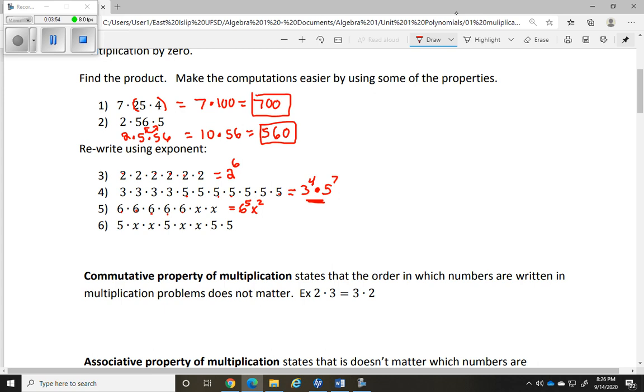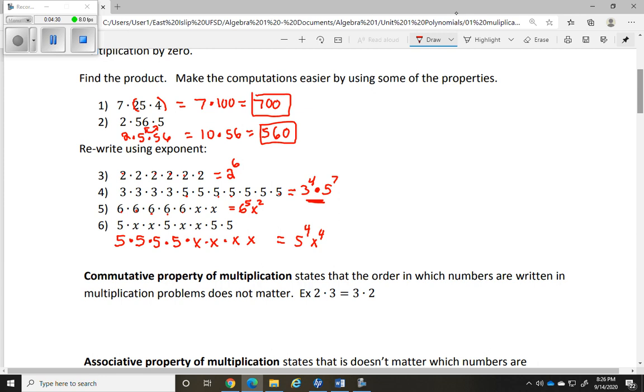And in number 6, I am going to use like the commutative property. I want to do 5 times 5 times 5 times 5 times x times x times x times x. What I just wrote is mathematically equivalent. I just changed the order. So I can write this using exponents as 5 to the 4th power times x to the 4th power. And this is important for today's lesson.